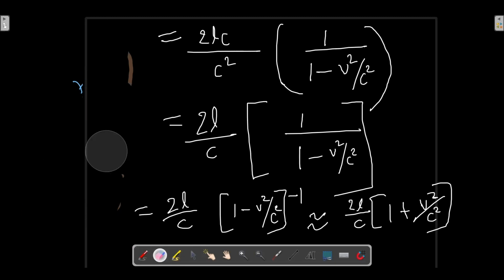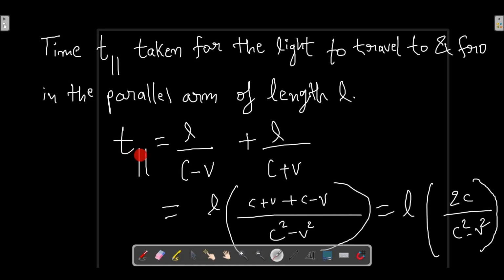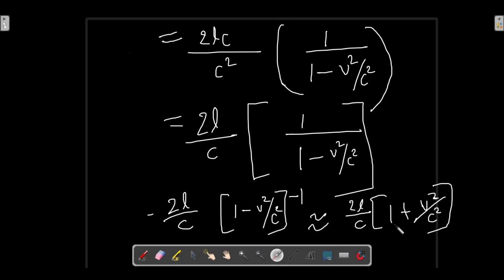Hopefully you got the meaning of this. So how did we get this? From here we have got that t parallel has come out to be equal to 2l by c multiplied by 1 plus v square by c square. This is the value of t parallel.